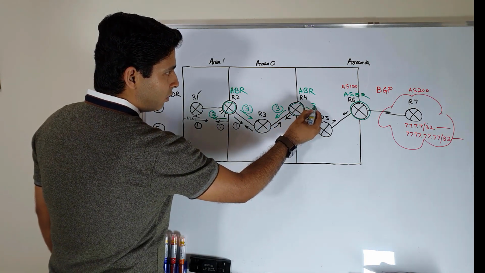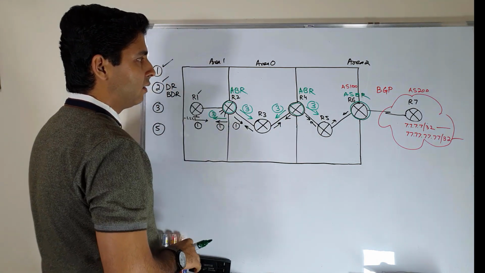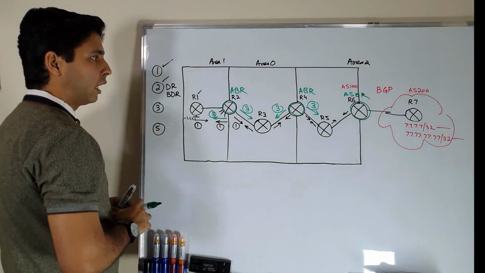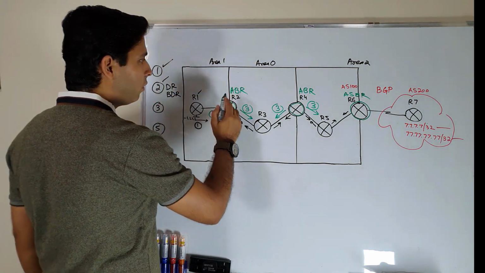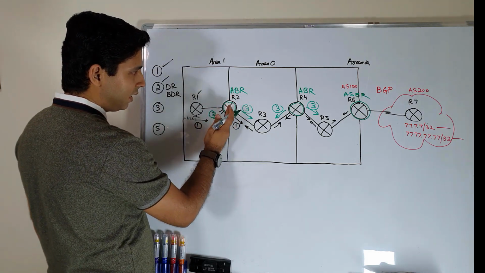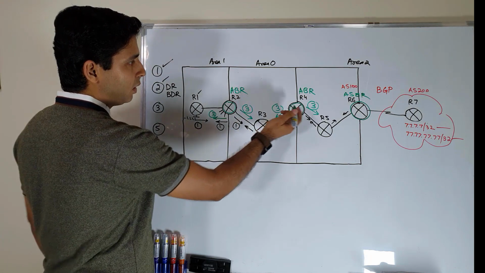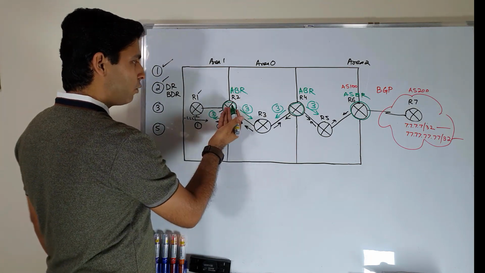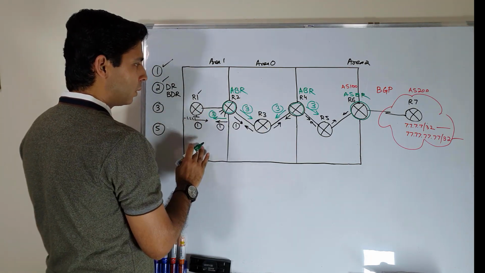R4 ABR will also generate an LSA3 towards it, which contains all the networks. In this way, the border routers know the information, because a border router is half on one side and half on the other side. Similarly this one knows the information on this side and the other side as well.